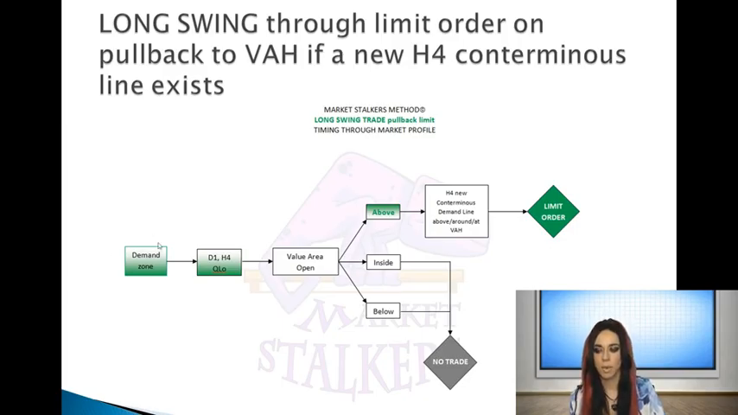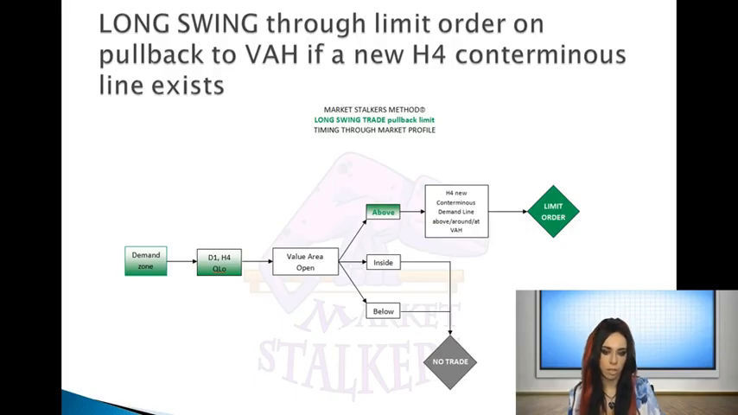So you still have that demand zone. You still have the Q low. You would still get a value area open above. However, now because the trade location has gone away from you, you then look whether you have a confluence of the 4-hour conterminous demand line around, at, or somewhere above value area high. If you get that, that is an automatic limit order.